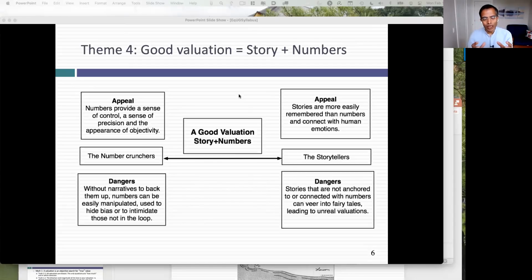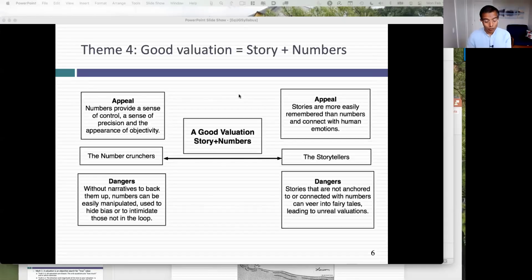A good valuation is a bridge between stories and numbers. You know what I mean by bridge between stories and numbers? You show me a valuation of a company, Airbnb, and you say my revenues will be 50 billion 10 years from now. And I ask you, why will your revenues be 50 billion?